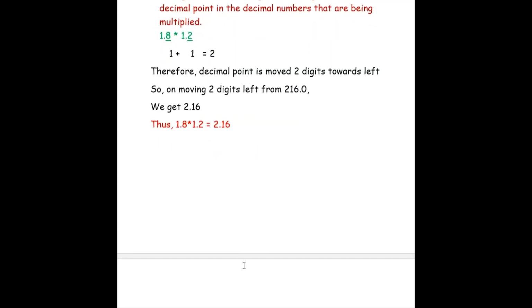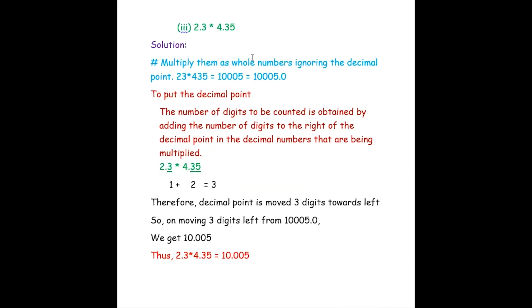Thus 1.8 into 1.2 is 2.16. Our next question is 2.3 into 4.35. Solution. First, we have to ignore the decimal point and multiply as whole numbers. So, that is 23 into 435. If you multiply, you will get the answer as 10,005. You have to put the decimal point at the end so that it will not get changed and we can move from there as per our question.